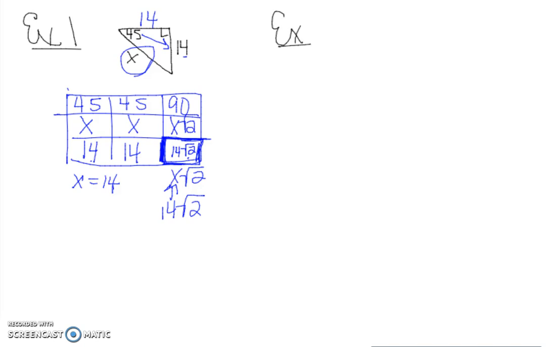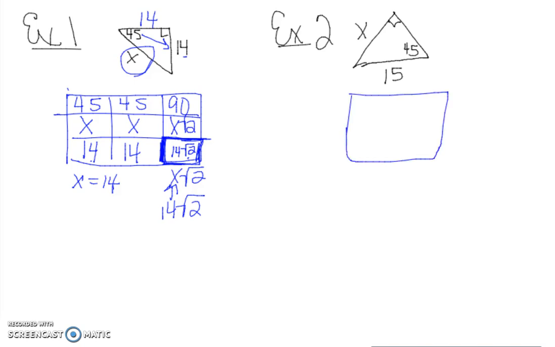For example 2, I have a 45-degree angle. Here's my x, and here's 15. So I recognize it as being a 45-degree angle. So I'm going to draw my graphic organizer. 45, 45, 90. I'm going to put in my values for x, x, and x square root of 2.